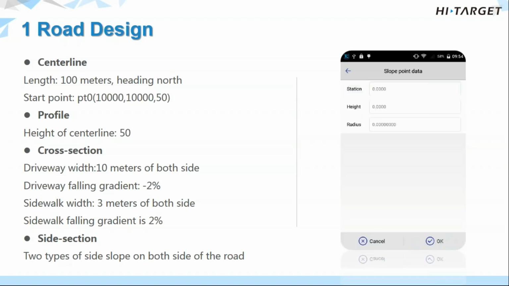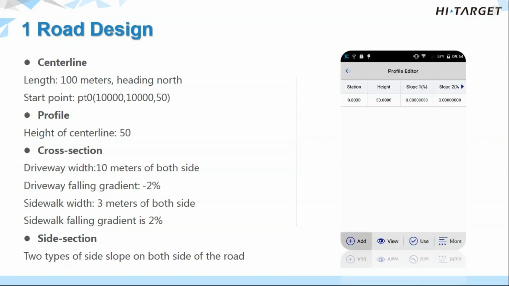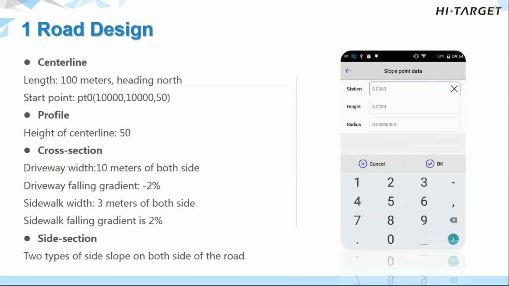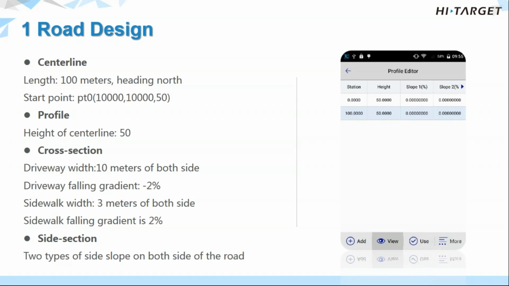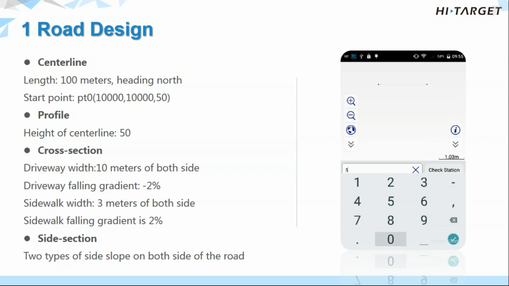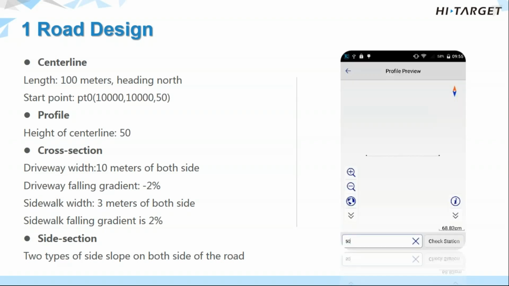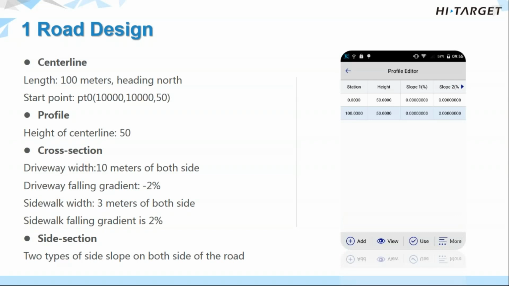The second one is the profile. Input the height of the start and end station to confirm it. For the profile, you need to input 2 stations. And you can check the whole road in a preview. Just input the station and you get the height to check.